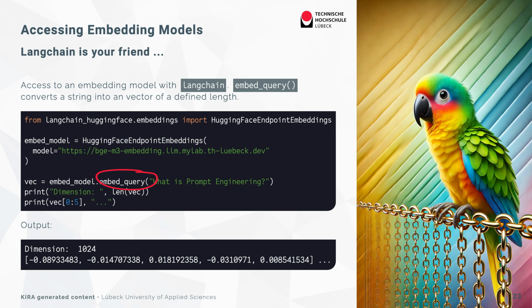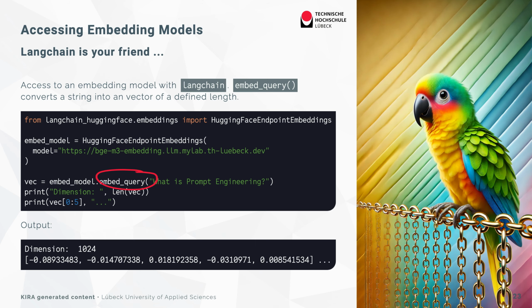We can play a little trick and use libraries developed specifically to develop language model-based applications, like LangChain, for example. LangChain is a framework for developing applications that combine language models and external data sources to generate contextualized and precise answers. This code snippet initializes an embedding model using the Hugging Face endpoint embeddings from the LangChain Hugging Face library, specifying a model hosted at a given URL.